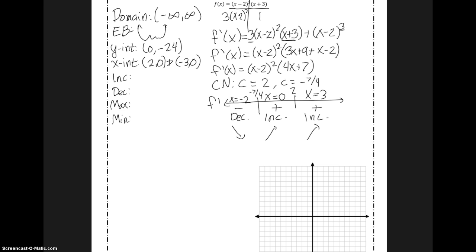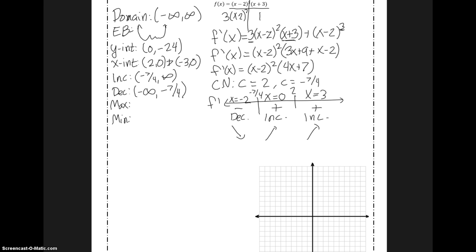So my interval where my function is increasing, I can write as negative 7/4 to infinity. I'm combining the 2 intervals because our function is defined at 2. My function is decreasing from negative infinity to negative 7/4. And then how do I determine if I have a maximum?